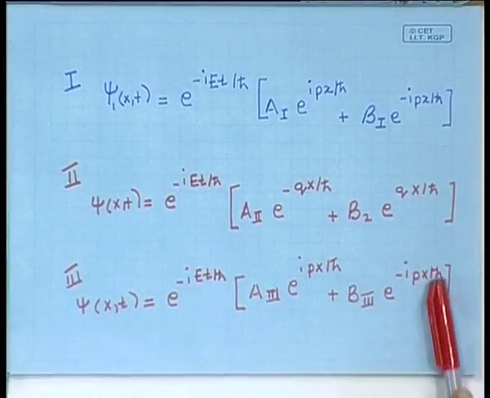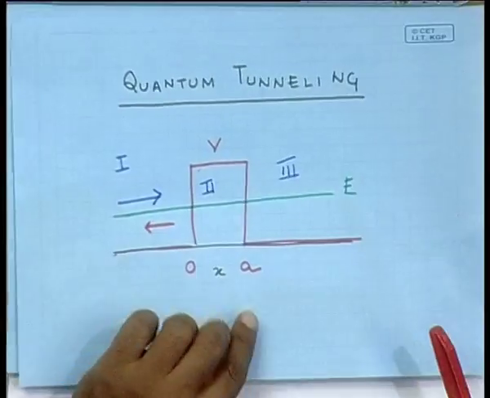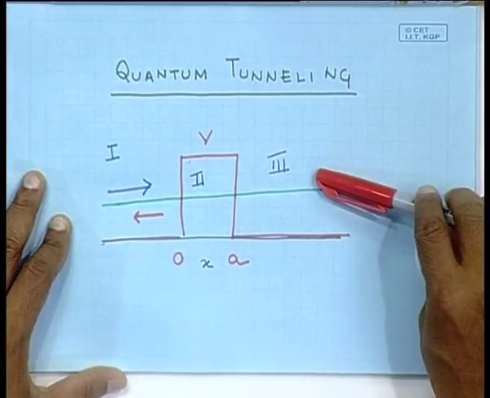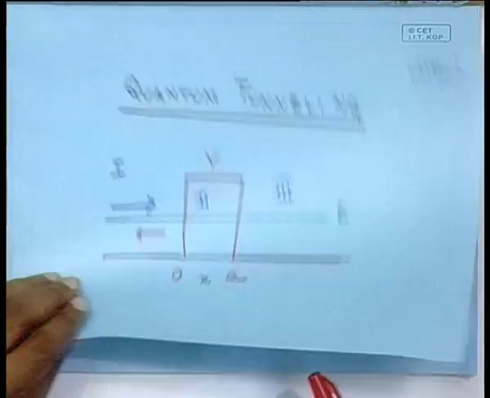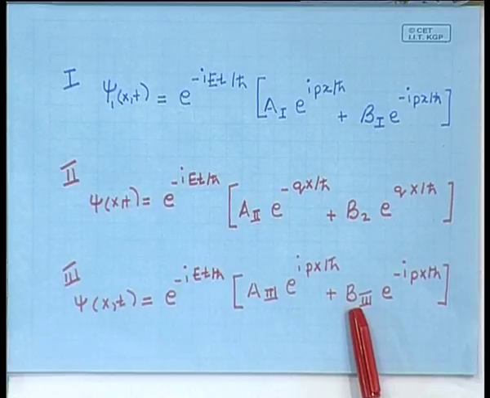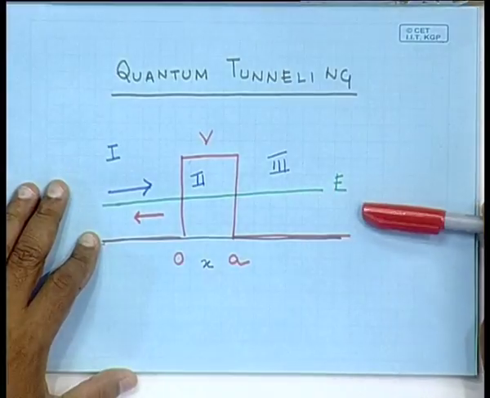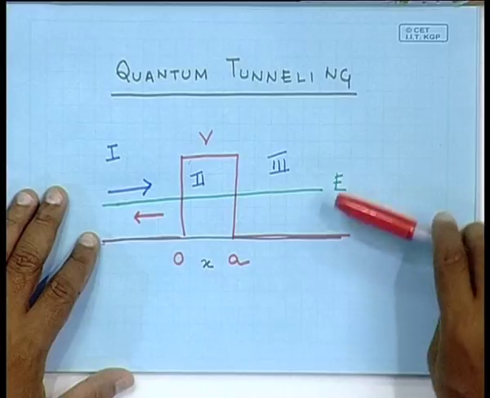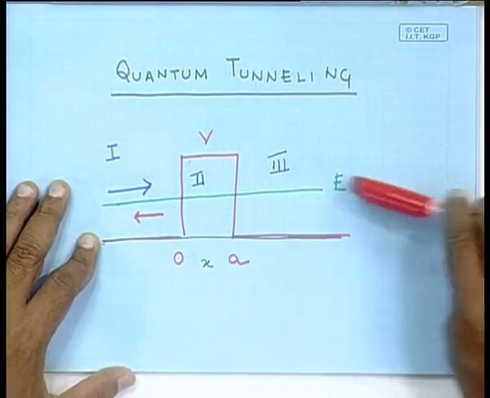Whereas this term over here, the second term having B3, is a left travelling wave in this region, a wave travelling to the left like this. This corresponds to a particle with momentum minus p. So, if I had a particle with momentum minus p over here, the particle would be travelling in this direction. So, it would represent particles which are incident on this potential barrier from the right.